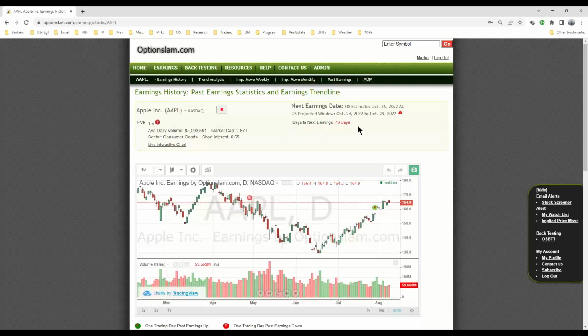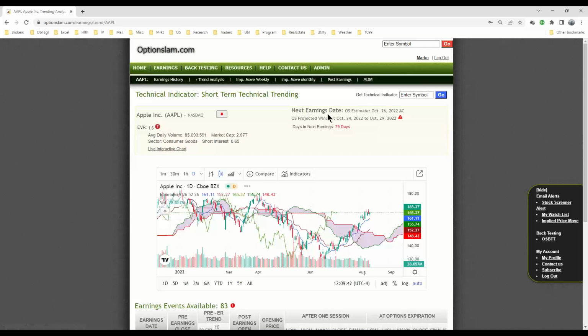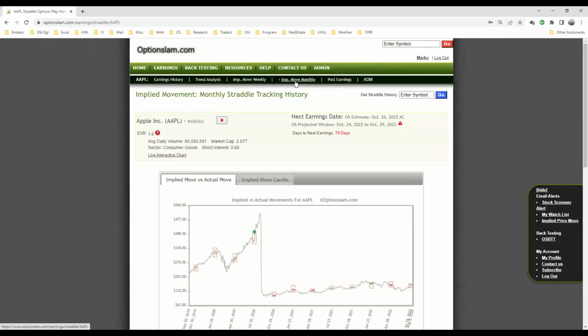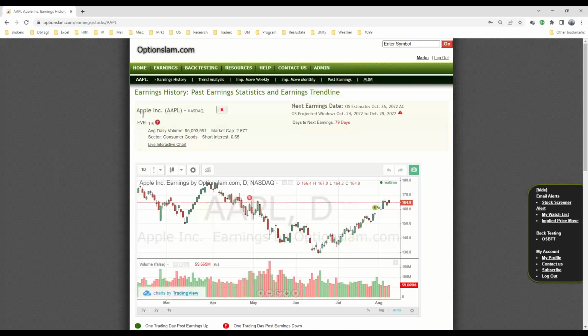Starting out, all of the pages are going to be headed off with this basic information. It doesn't matter if I go to the trend analysis page, I still get that same basic information, or the post earnings page. I get that same information in this little highlighted area at the top. Implied move weekly, implied move monthly, all the pages have that same information. So that information travels with you as you go across the pages of OptionSlam.com that are specific to your stock. And that information is just basic information.